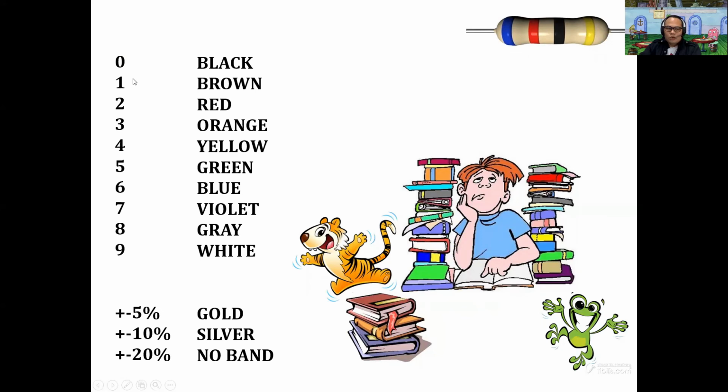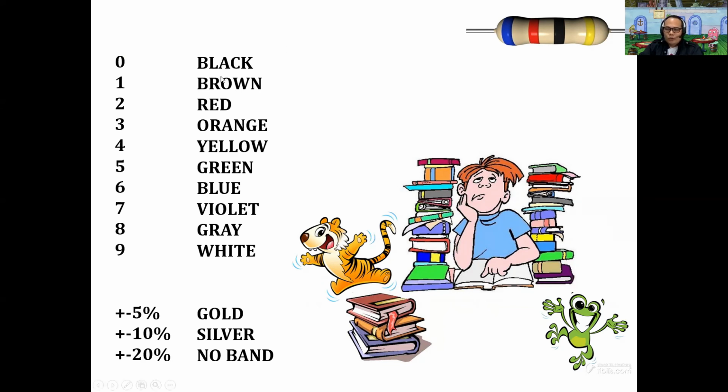So we have numbers 0, 1, 2, 3, 4, 5, 6, 7, 8, 9, where 0 is black, 1 is brown, 2 is red, 3 is orange, 4 is yellow, 5 is green, 6 is blue, 7 is violet, 8 is gray, 9 is white. And then we have plus minus 5% if the fourth band is gold, and plus minus 10% if the fourth band is silver. And if you don't see any band here, no band, it's plus minus 20% of the value. Okay, so you can actually memorize it. No need for an acronym or mnemonics about this.